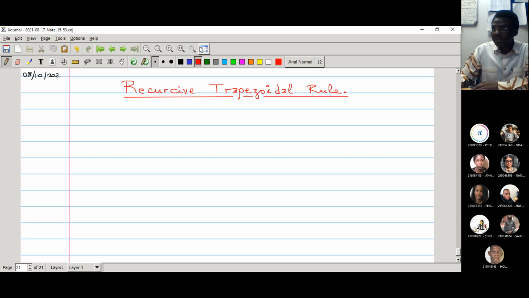Okay, so the formula, let us quickly write it. So we say that h is (b minus a) by 2 to the j, where j will vary up to where we want. And we also say that n is 2 to the j minus 1, because this is the n that we will get in our formula.